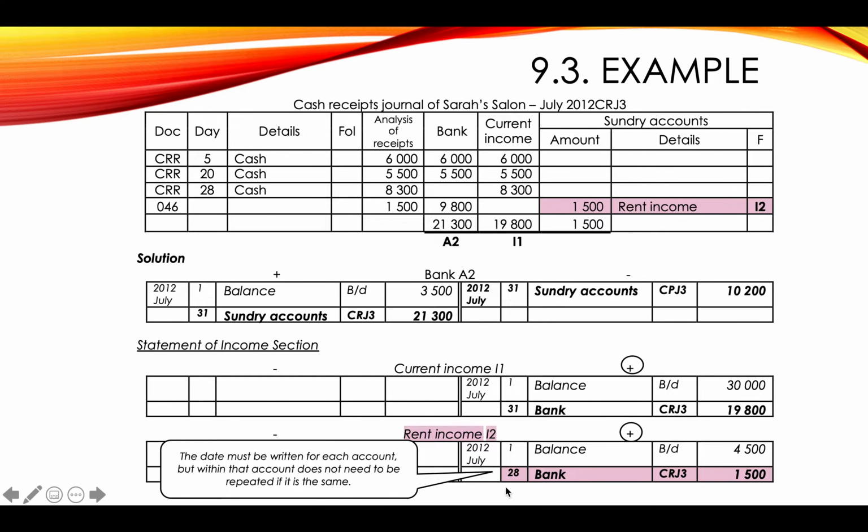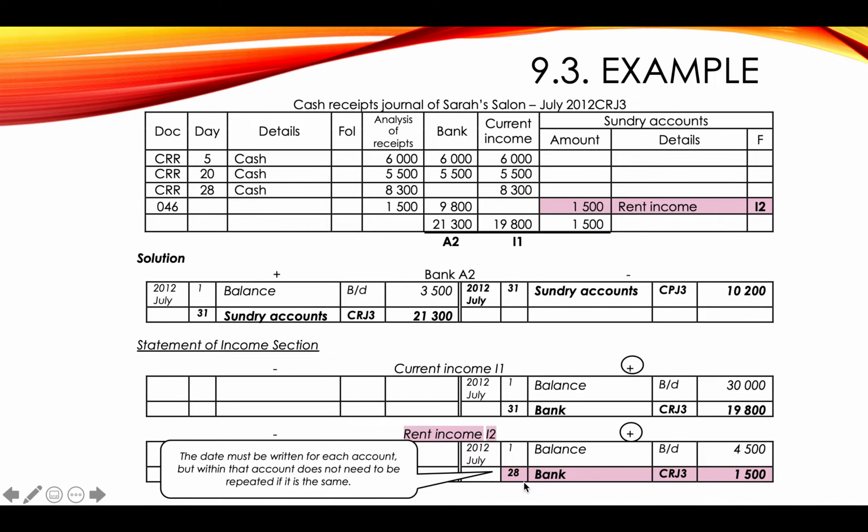You're going to use the day 28 because that is the actual day that the transaction took place on. And you know that because it is a single sundry entry, so you can put the date that it happened. When we post these totals over here, you'll see we'll do it on the last day of the month.